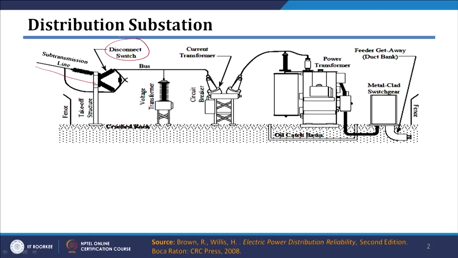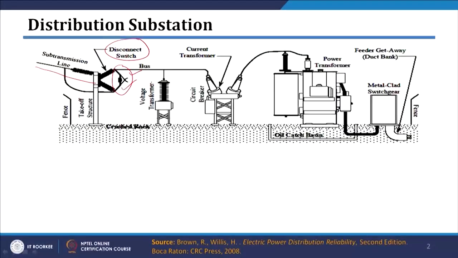Basically it gives us visible disconnection of the components, so that during maintenance the switch will be visible. This disconnect switch can be an on-load or off-load disconnect switch. After that it is connected to the voltage transformer, then to the current transformer, and the purpose of this voltage and current transformer is to measure the voltages and currents in the system, and these voltages and currents are required for relaying as well as measurement purposes.